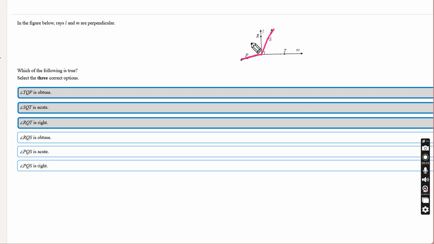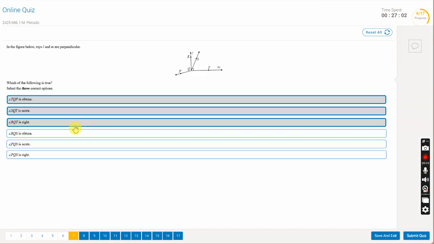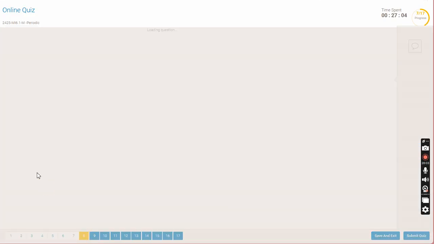So what is further apart from the right angle as well? So what is that? Acute. Nope, it's not acute, it's obtuse. And PQS is right? No, it's not. PQS is obtuse. It's not right, it's not acute. Let's go to the next one.